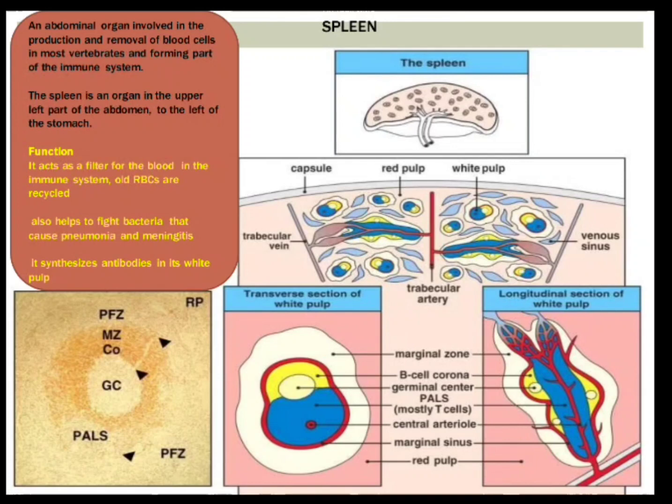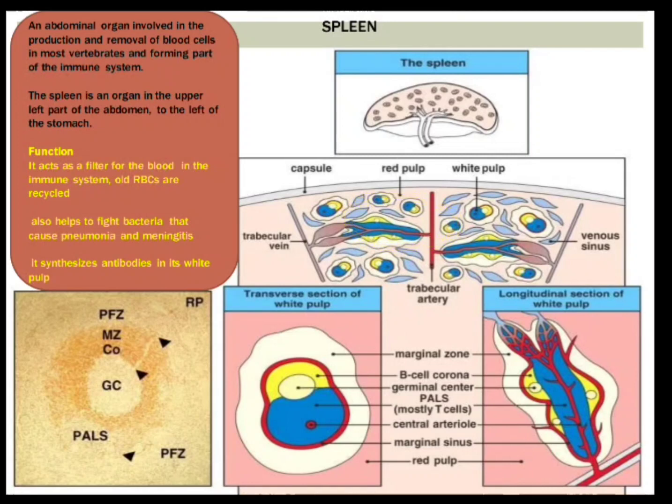Inside this periarteriolar lymphoid sheath are the T cells. T cells are the ones which can ultimately give rise to your T cytotoxic cells, which can ultimately kill the cells.